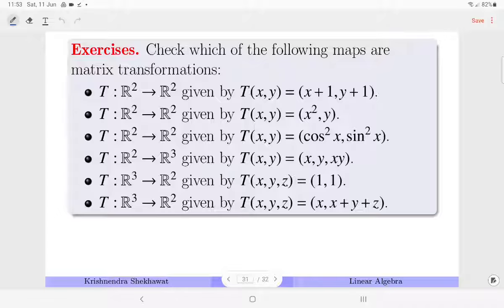And now once we have introduced the concept of matrix transformation, which is defined from Rn to Rm, next we will move to the concept of linear transformation, which is defined from one vector space to another vector space.